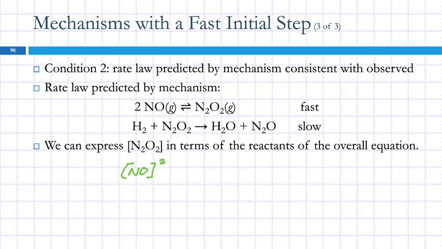squared times its rate constant, let's call that kF, is equal to kR times N2O2. This is telling me this is at equilibrium. The rate of the forward reaction is equal to the rate of the reverse reaction. Because it's an elementary step, I can write rate laws using coefficients. So the forward reaction is going to be NO squared times the rate constant. The reverse is going to be N2O2 times a different rate constant.